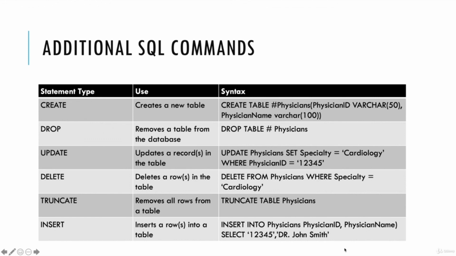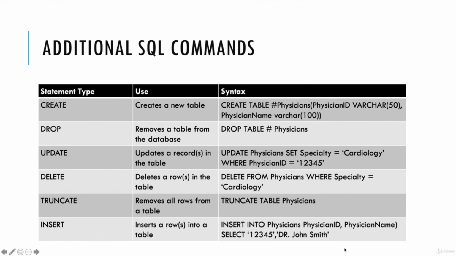We could do that for everything, which would make all physicians cardiologists, but we want to filter it where physician ID is 1, 2, 3, 4, 5. So the result of that command will basically be, in our physicians table, any record where physician ID is 1, 2, 3, 4, 5, their specialty will now become cardiology. So update works on a portion of the data, or it could work on all of it.